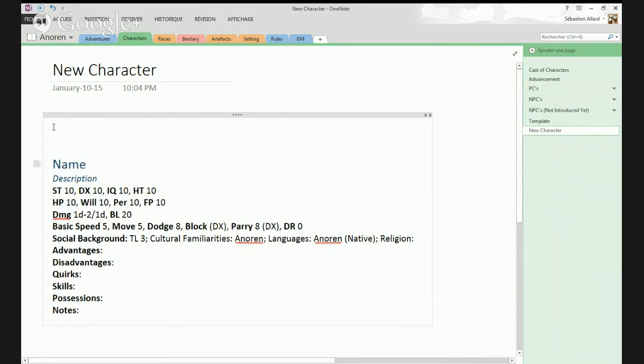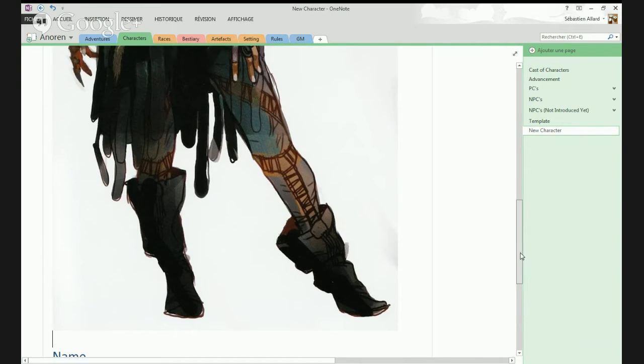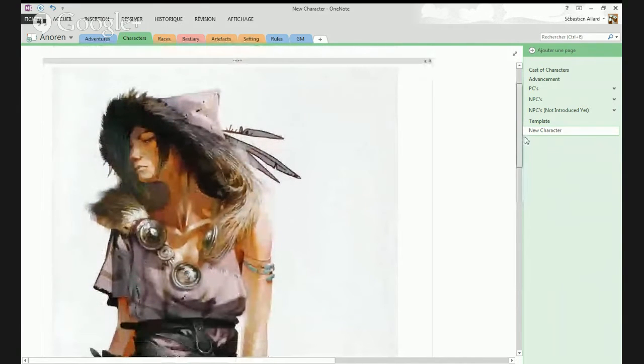So I'm gonna add the picture right here. This software I'm using is called OneNote. For a long time, I didn't want to have anything to do with Microsoft products.